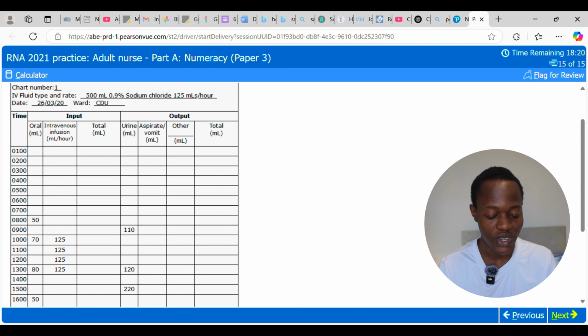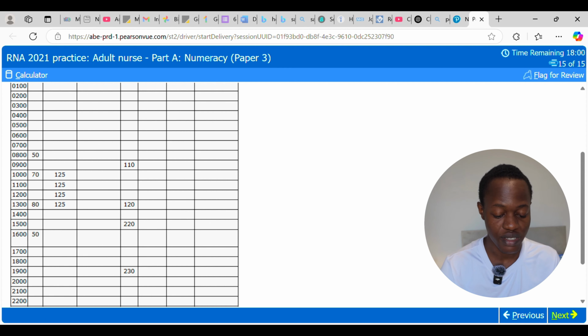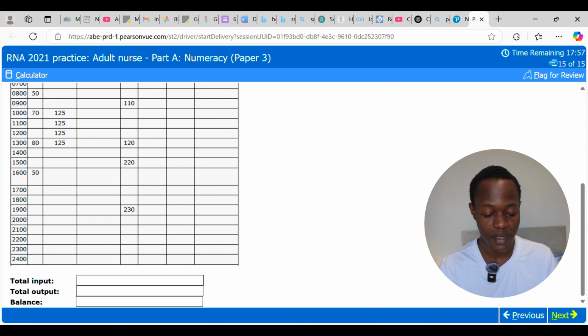So what you have to do is to calculate your input, calculate your output, and then subtract them. If your input is greater than output, then it is plus. If the output is greater than input, then it is minus, which means that the person actually has lost fluid rather than gaining fluid. So it's as simple as that. I will just go ahead now and add everything up, and I'll put them here.